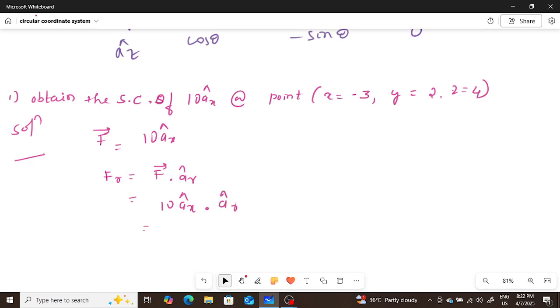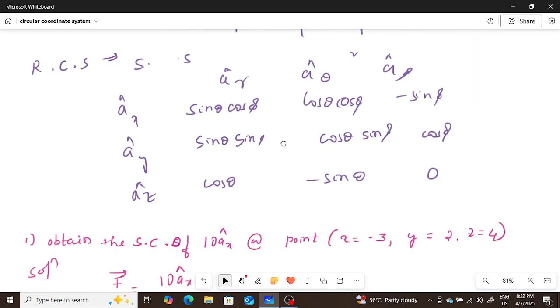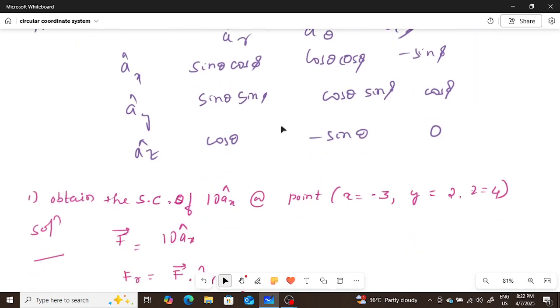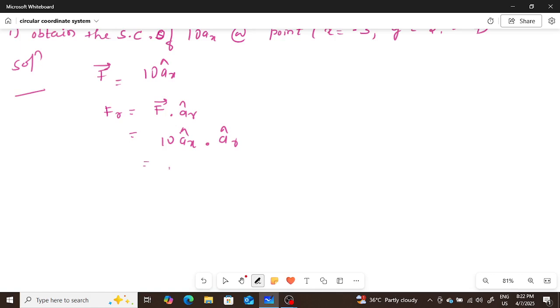Ax dot ar, that is Cartesian. Which table should you refer to here? You should refer to the table converting from the rectangular coordinate system to the spherical coordinate system. So ax dot ar is sin theta cos phi. So 10 ax dot ar is 10 sin theta cos phi, right?